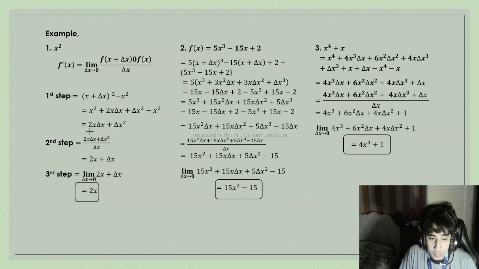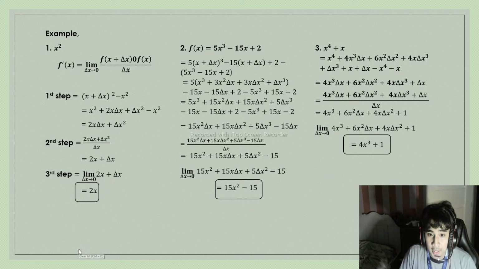So, we have the simplified form here. Then, second step, isasama na natin yung denominator. Quotient rule. Tatanggalin natin lahat ng delta x. Since ito ay delta x squared, babawasan natin ng 1. So, 2x plus delta x ang second step natin. Sa third step naman, hanapin na natin yung limit. Lahat ng delta x ay equal to 0. So, 2x plus 0 is equal to 2x. And that will leave us to our final answer, which is 2x.